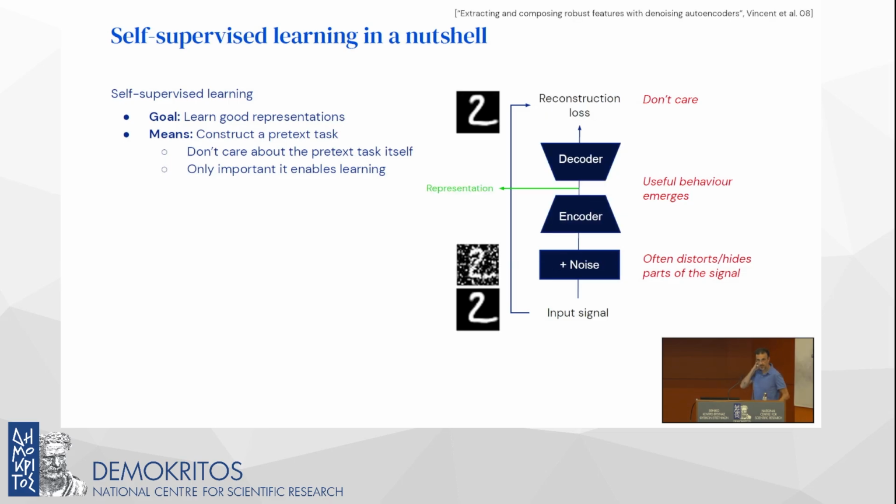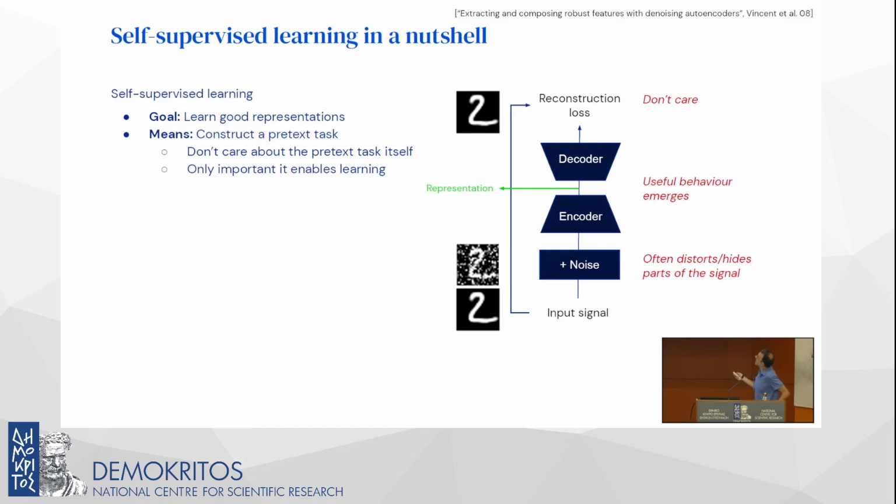So just to give a very simple example, let's say you have your signal, which is an image. You apply some noise. This is the pre-processing in this case. And your goal now is to reconstruct the input. The input is known in advance. You don't need any annotation. So you have input, target. Now you can use, let's say, an encoder-decoder neural network.